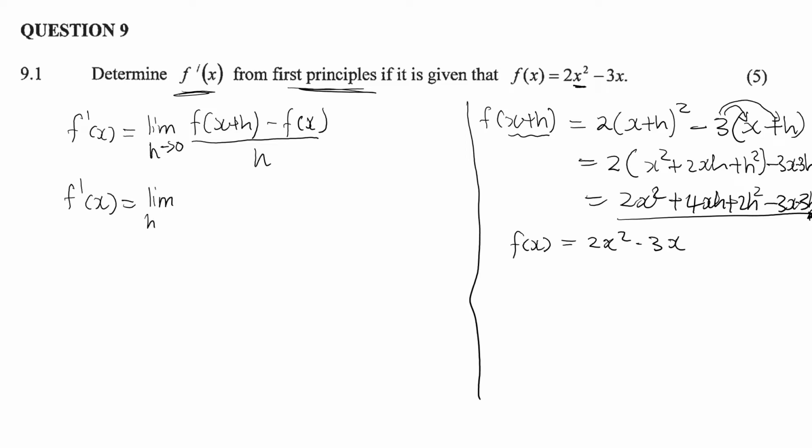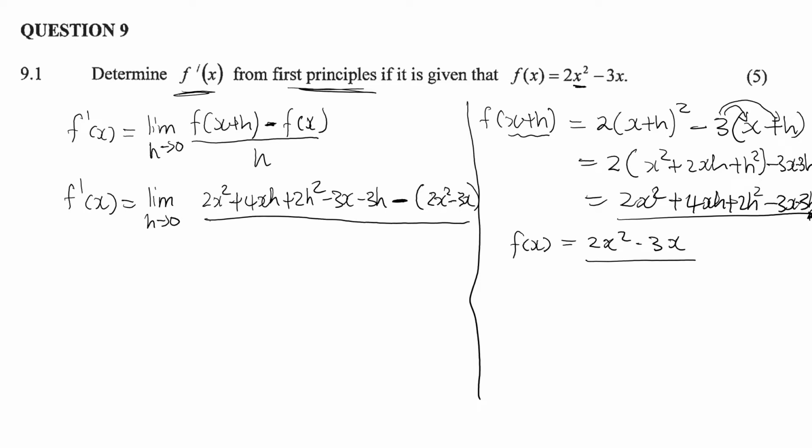Limit when h approaches 0. What is f of x plus h? It is actually 2x squared plus 4xh plus 2h squared minus 3x minus 3h minus. Okay, after writing this minus from the formula, very important, whatever follows, put it in brackets, so that you can avoid making mistakes. So you say minus 2x squared minus 3x, because we are subtracting f of x, which is what? 2x squared minus 3x, all divided by what? By h.